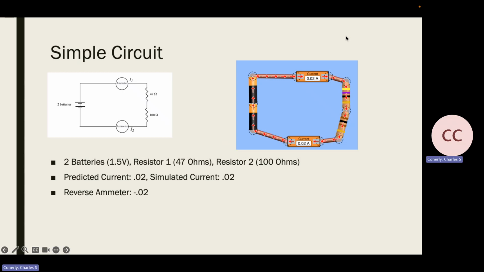So the first instance we're going to be looking at is a simple circuit. Here you can see that we have two batteries, both 1.5 volts, and two resistors on the right-hand side, one being 47 ohms and one being 100 ohms. We're going to put two ammeters in it, and we see that our predicted current is going to be 0.02. From the results of this simulation, we can see that the simulated current is also 0.02. And if we were to reverse the ammeter, it would be negative 0.02.